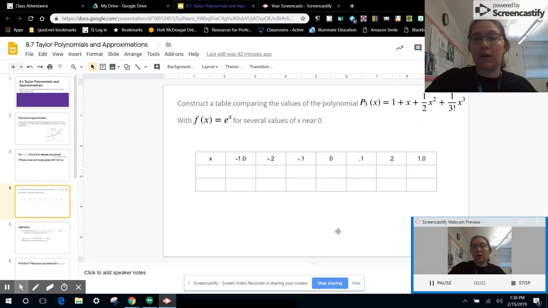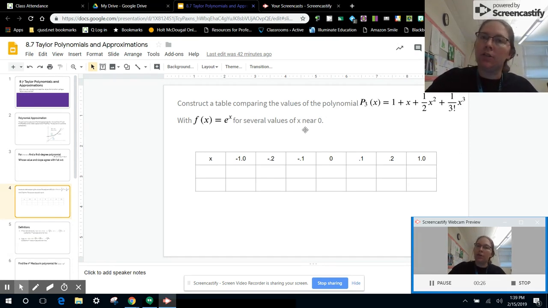Now we're going to be constructing a table comparing the values of p3 of x. Now p3 of x is called a third degree polynomial. That 3 means this is going to go up to a power of 3. If you're looking at the polynomial, notice that the highest degree is x cubed. We're doing it for the function e to the x, and we're going to look at values near 0 to see how accurate this polynomial is.